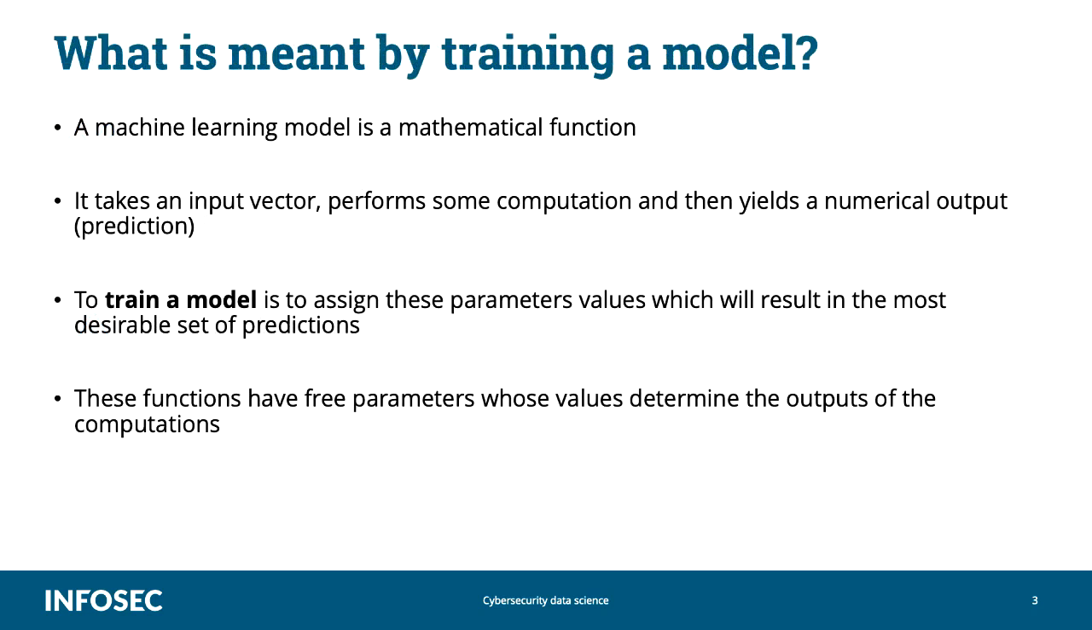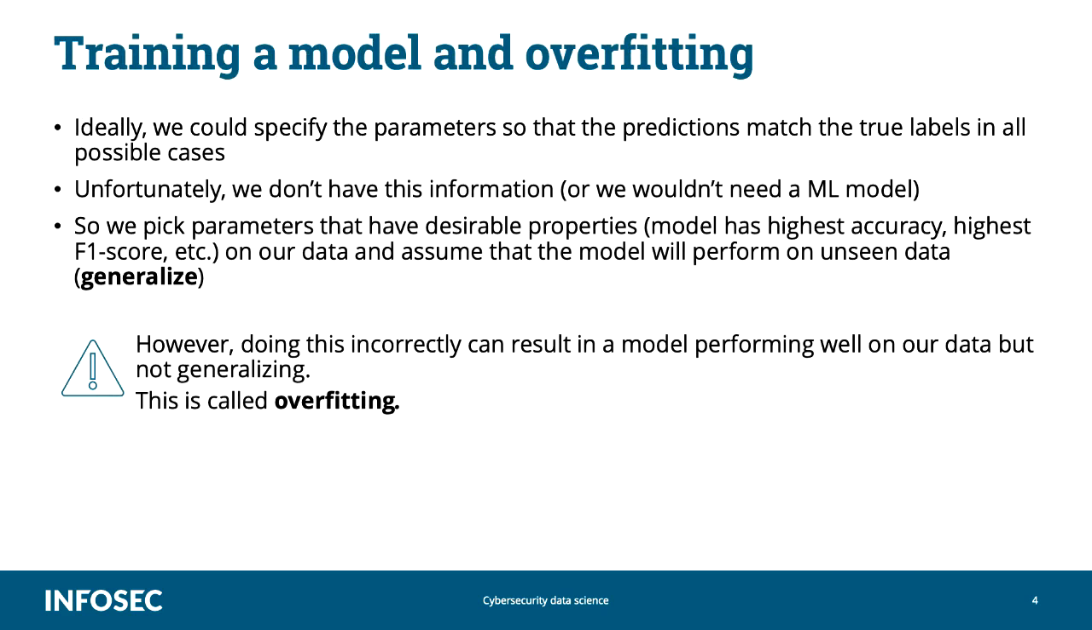A machine learning model is just a mathematical function. It takes an input, a vector, it performs some computation with that vector, and then it yields some output, which we call a prediction. Such functions have a good number of free parameters, and depending on the values of these parameters, you will obtain different predictions given the same input. To train a model is to assign these parameters such values so that the predictions are what we desire. And what we desire is for the predictions to always be the same as the actual labels.